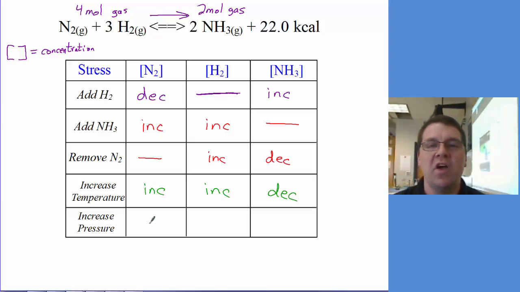So in this case, we've got 4 moles of gas total on the reactant side, 2 moles on the product side. And so if we increase the pressure, it's going to favor the right side because that's where you have a fewer number of moles of gas. And then the ammonia is going to increase because of that shift to the right.